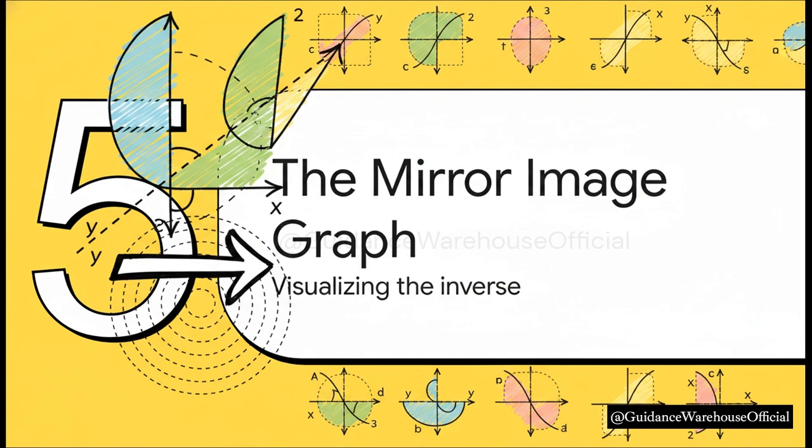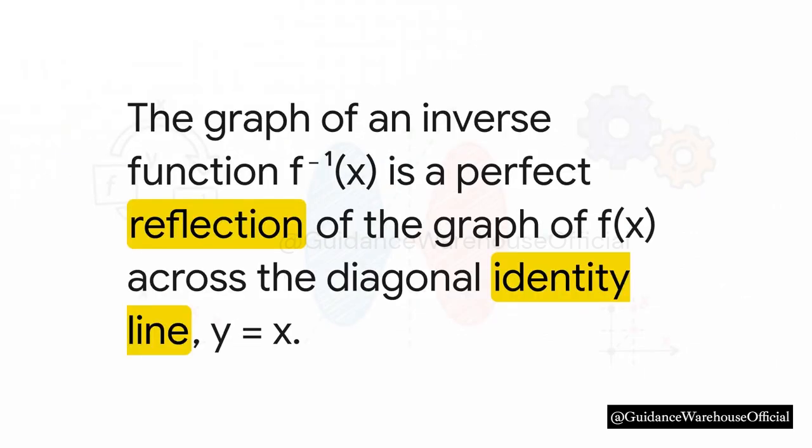Okay, enough with the algebra for a minute. Let's talk about what these things actually look like, because this is where it gets really, really cool. There's an incredibly beautiful and simple relationship between the graphs of a function and its inverse. Get this. If you draw the graph of a function and its inverse on the same page, one will be a perfect reflection of the other. It's like they're looking at each other in a mirror. And that mirror, it's the simple diagonal line y equals x.